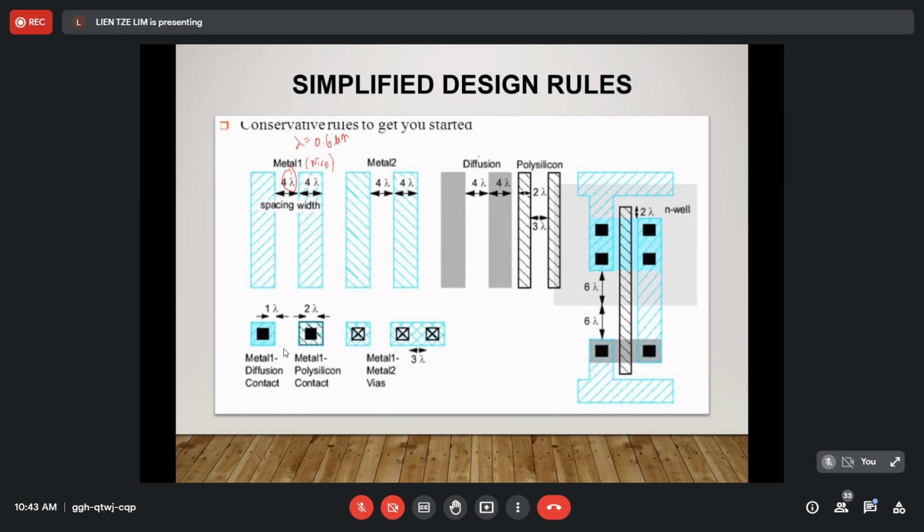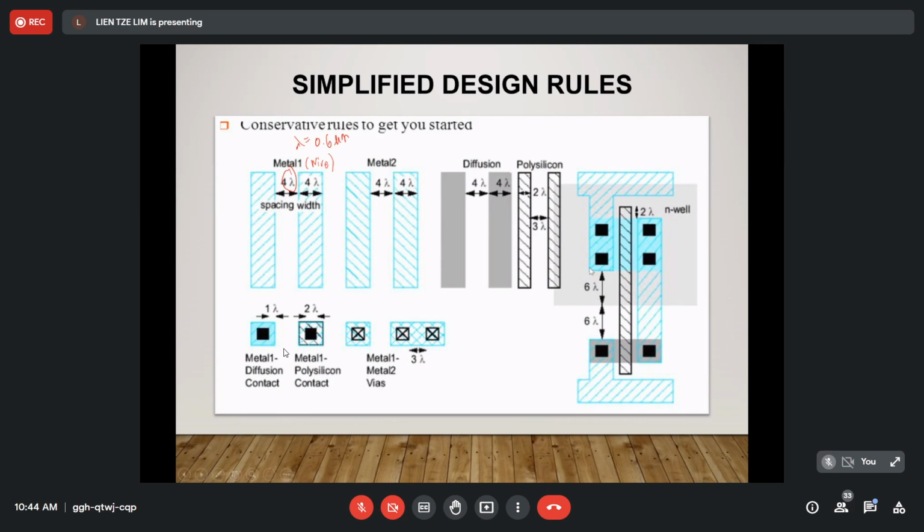Then diffusion. This is a diffusion area. In between there is some spacing, and the spacing must be 4 lambda. The width as well. For polysilicon, the width of the polysilicon is smaller than the width of the metal. The spacing in between polysilicon is different from the metal layers, so you need to be aware of this. When you do the design, you need to make sure that the spacing between all the different layers is different, and they follow their own rules.